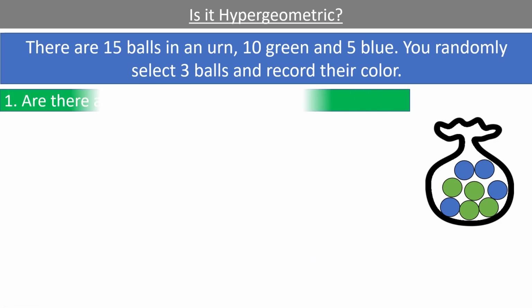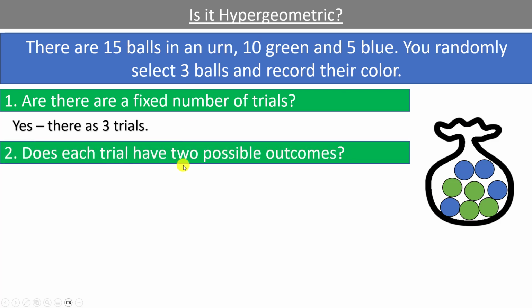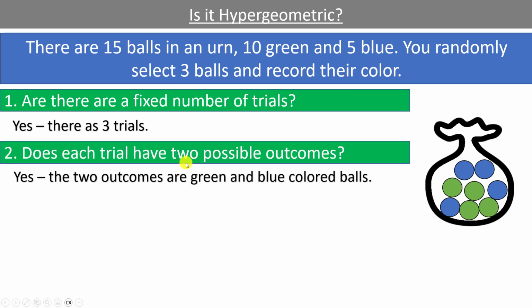Are there a fixed number of trials? Yes, we are going to randomly select 3 balls, so there will be 3 trials. Does each trial have 2 possible outcomes? Yes, there are 2 possible outcomes. We could either get a green or blue colored ball. Even if there were more than 2 colors, we could just say that one color would be success and the remaining colors would be failure, and we would still meet this condition.